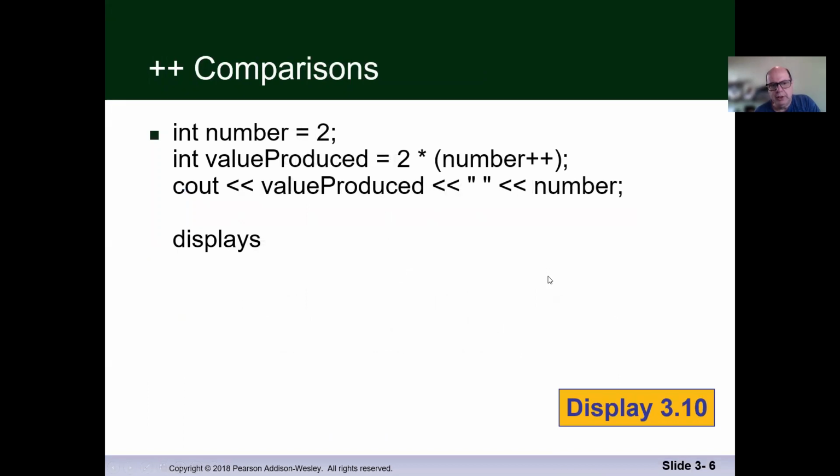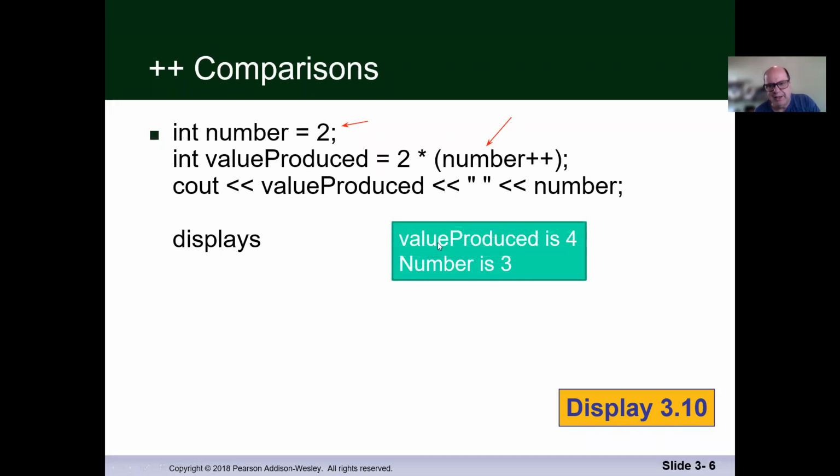So let's look at this. In this case, I have number plus plus. We just talked about it. So we are going to take the 2 that we have here and put it in this number. So that's 2. We're going to use it, multiply by 2. That's going to give me 4. And then we're going to add 1 to the number. So the value produced is 4, and then the number is 3.